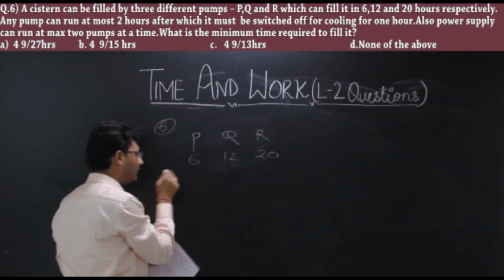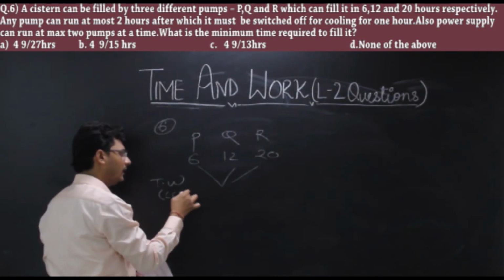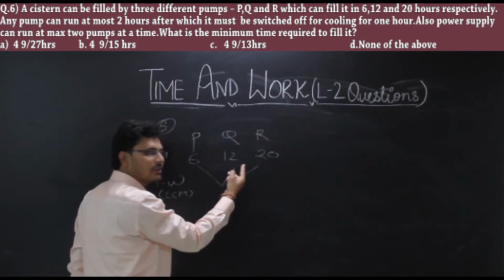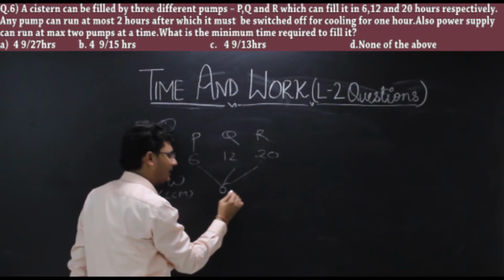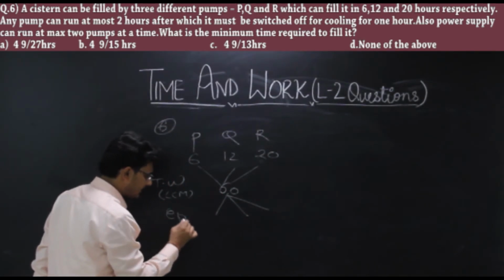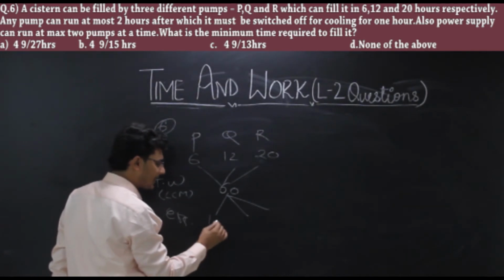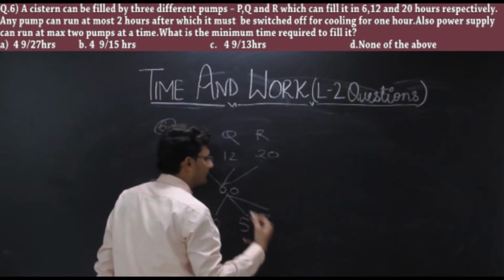So my total work will be nothing but the LCM of these 3. For the LCM, 2 1s are 20, not divisible by 12, 2 2s are 40, also 2 3s are 60. So 60 will be my LCM. So my per day work, nothing but the efficiency, will be 60 by 6, that is 10, 60 by 12 is 5, and 60 by 20 is 3.